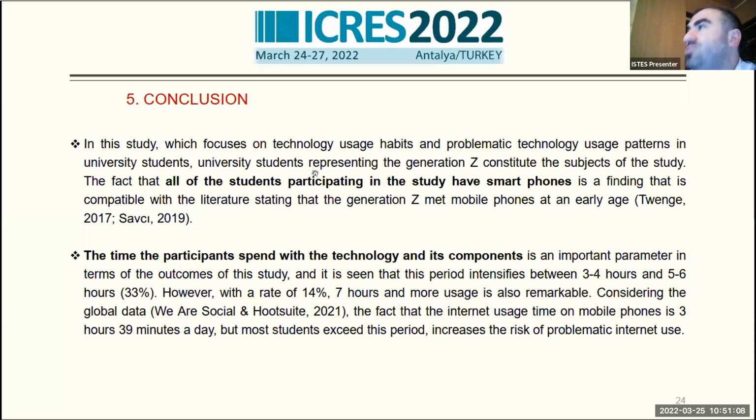And also about the time, of course, another important point. In this research, the period is concentrated between 3 and 4 hours, and 6 hours, but global data shows that 3 hours, 3.5 hours may be moderate. But Generation Z is passing these moderate levels. So their risk of problematic technology use is increasing because of these facts.